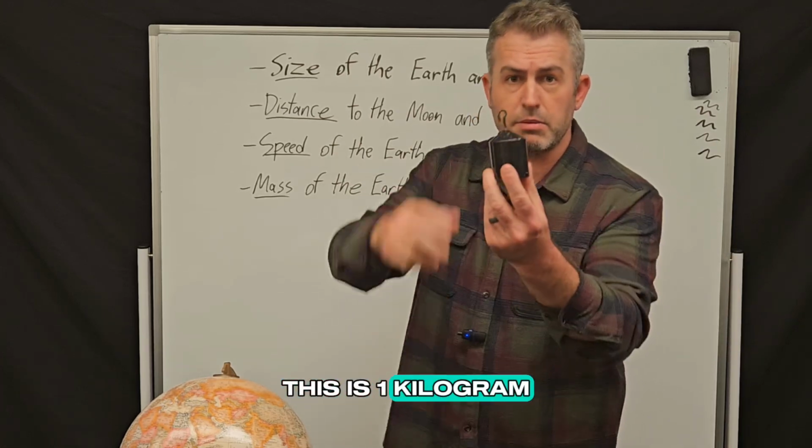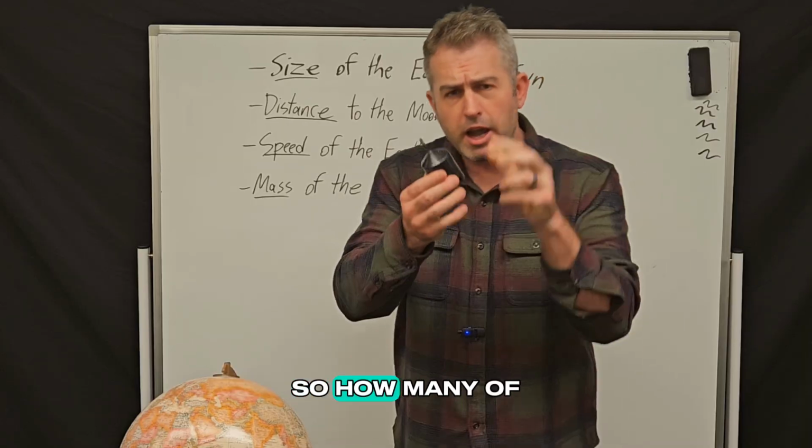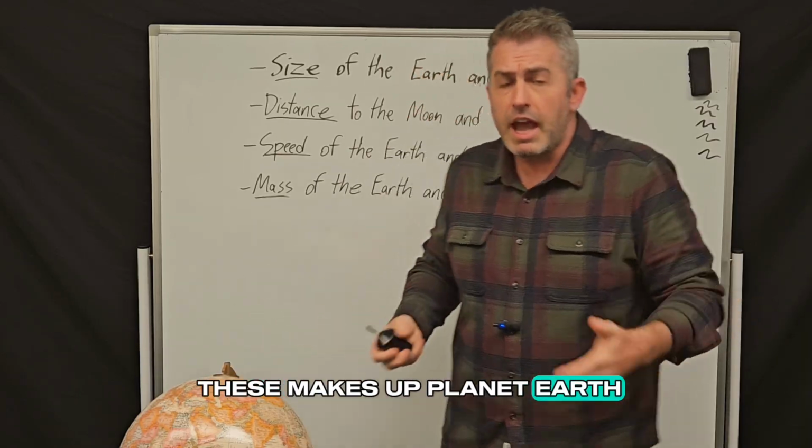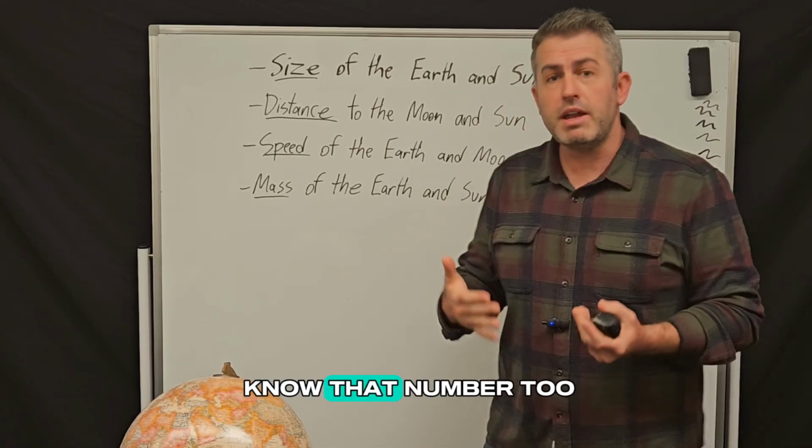This is 1 kilogram of mass. That's about 2.2 pounds of force on planet Earth. So how many of these makes up planet Earth? How do we actually know that? How much mass does the sun have? And how do we know that number too?